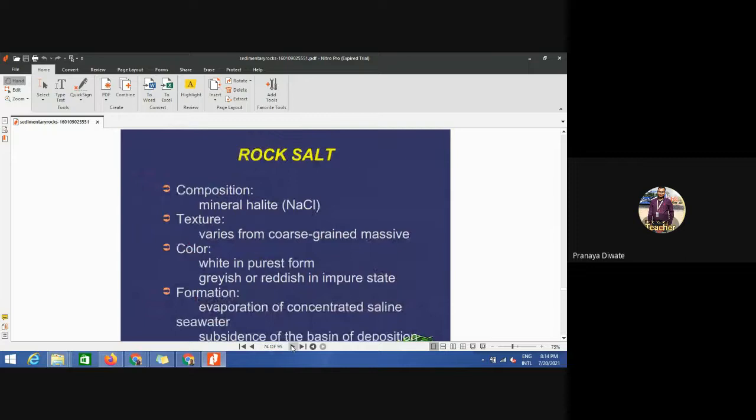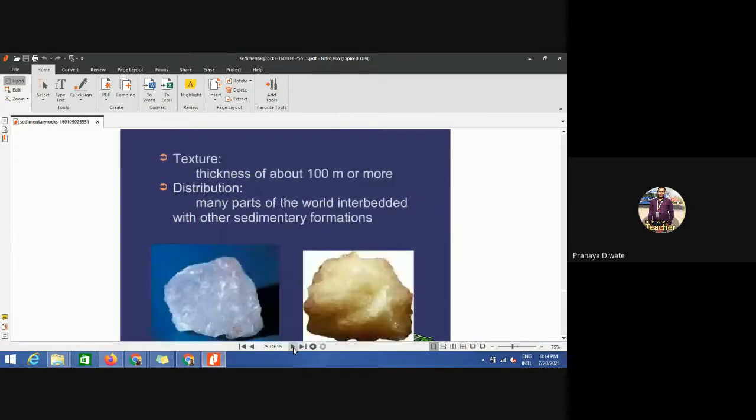Then you have rock salt. The composition of rock salt is mineral halite. Texture varies from coarse grained to massive. Color is white in the purest form, grayish or reddish in an impure state. Formation is by evaporation and concentration of saline water. Thickness is about 100 meters or more. Rock salt is a very cheap unit.